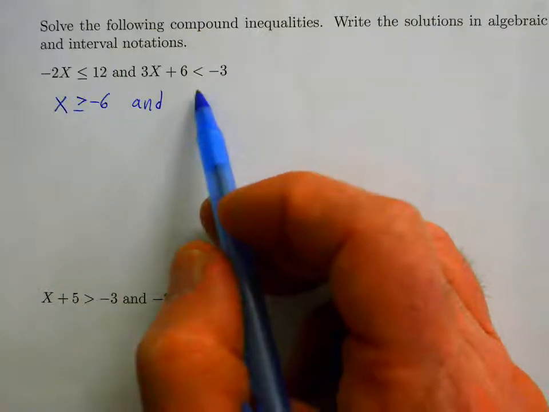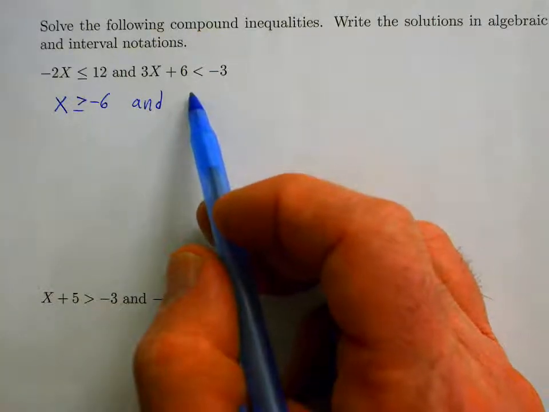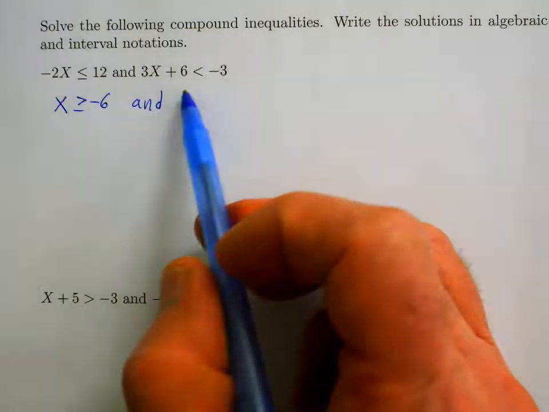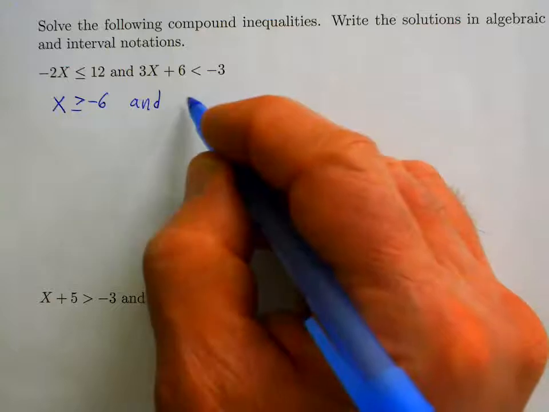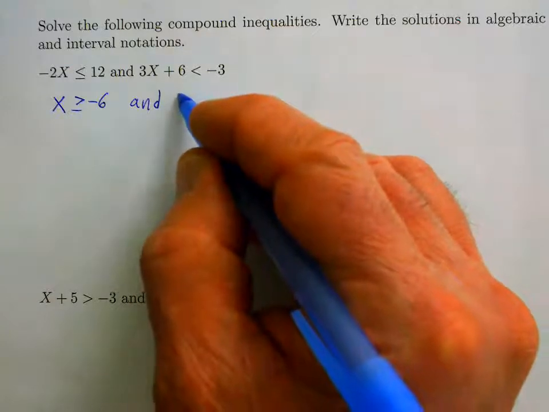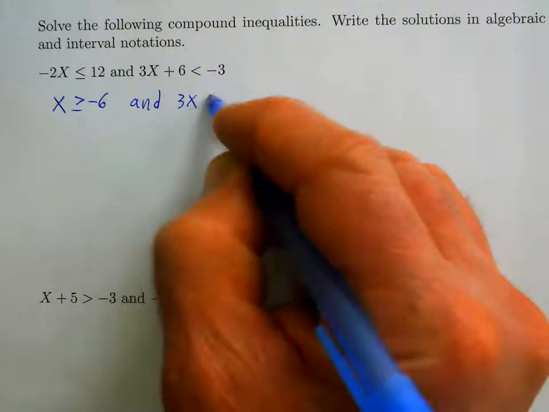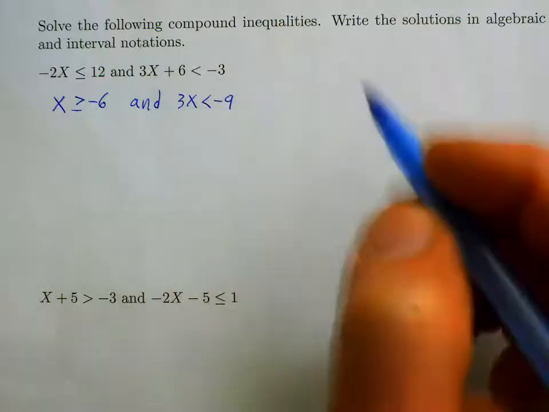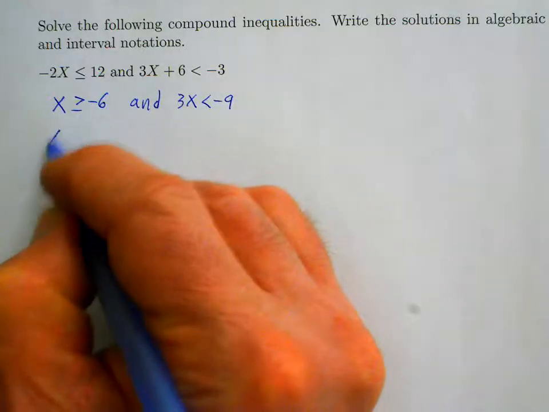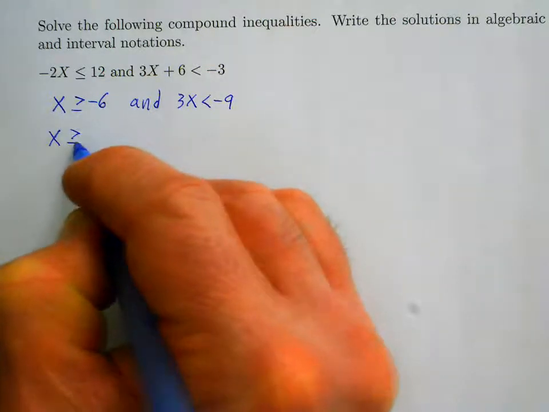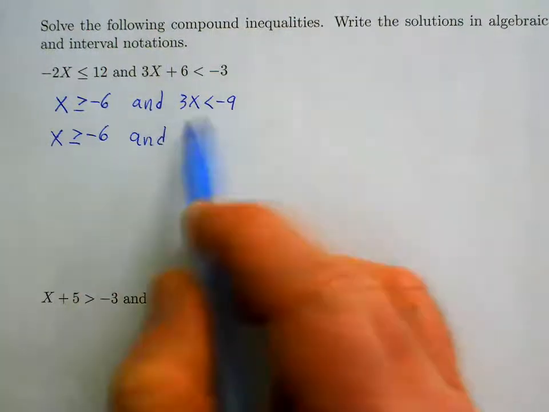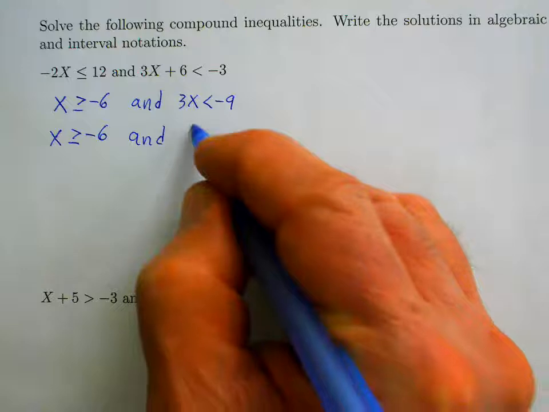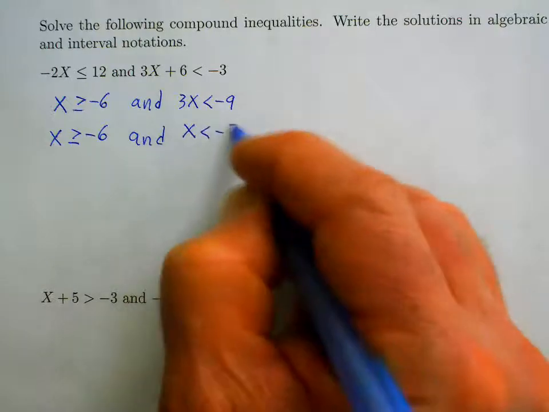Then we have two steps for the one on the right. 3x plus 6 is less than negative 3. First subtract 6 from both sides, and we get 3x is less than negative 9. I'll rewrite the one on the left, even though it's complete. X is greater than or equal to negative 6. And this one, we divide both sides by 3. We get x is less than negative 3.